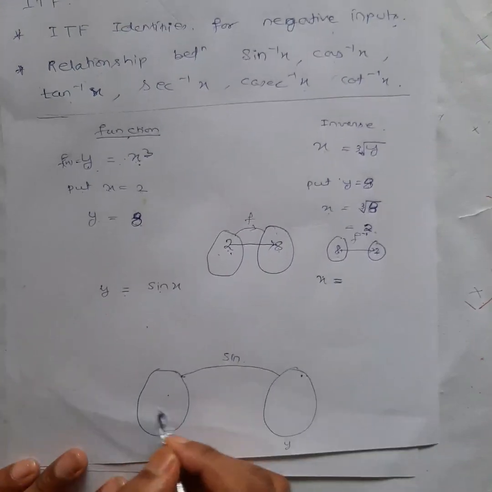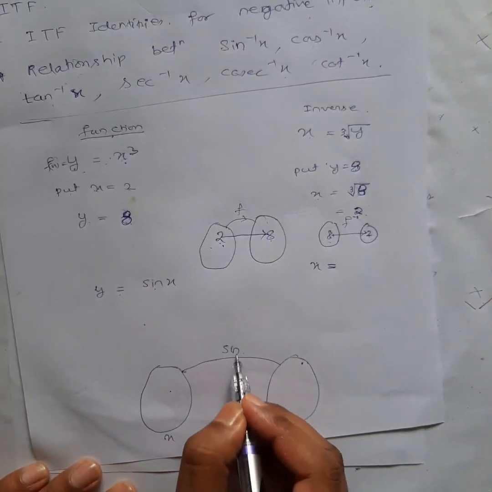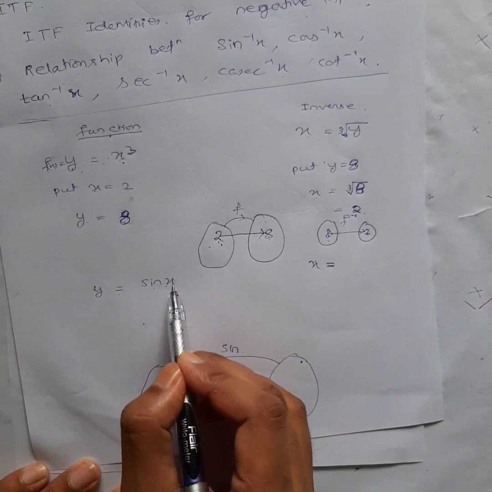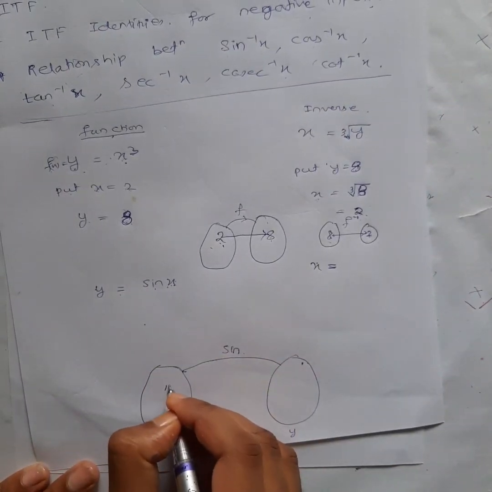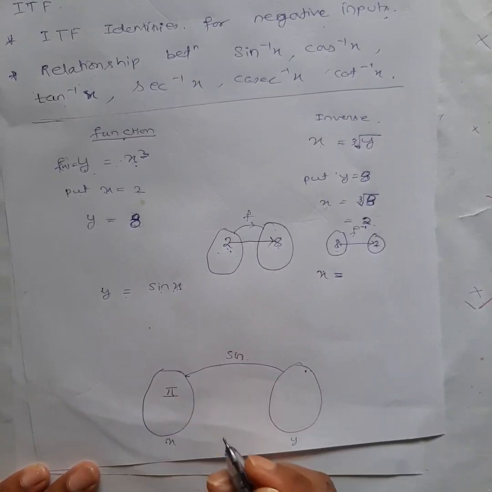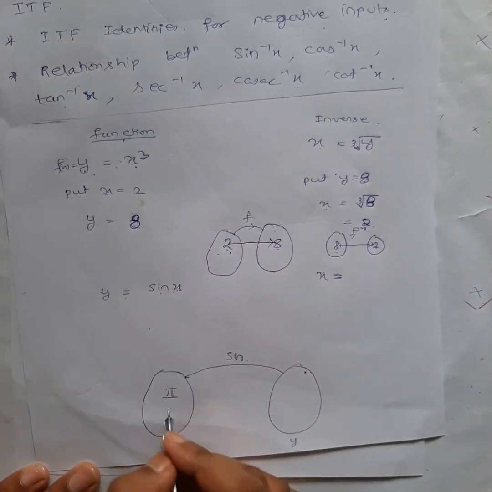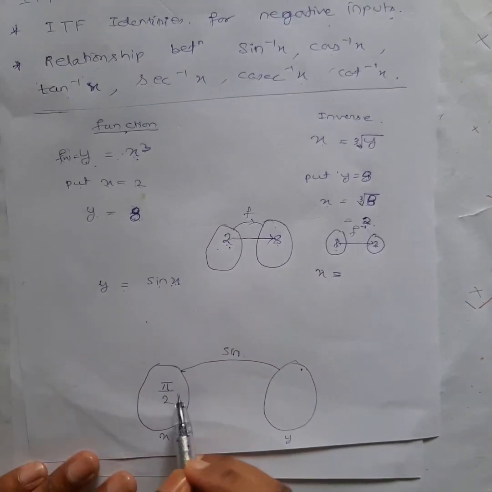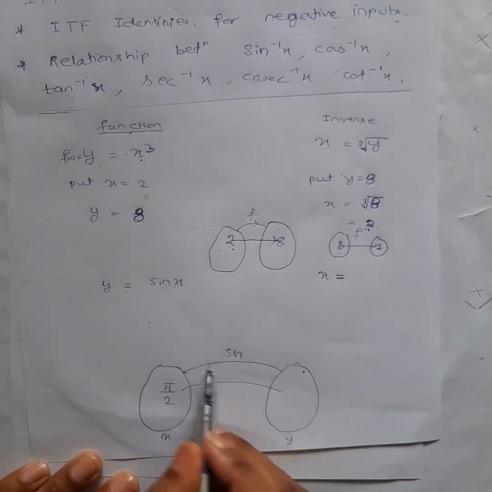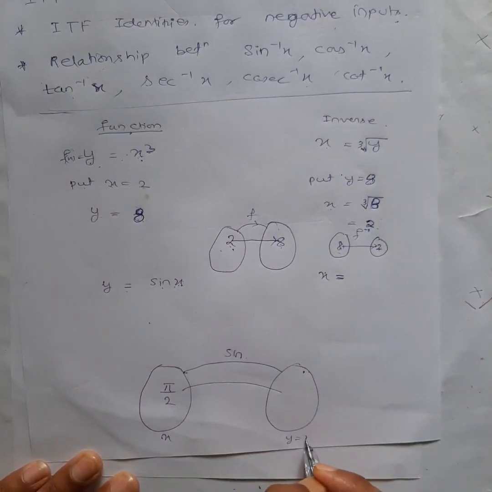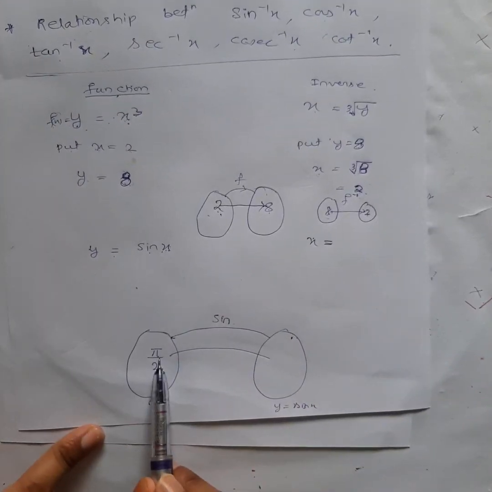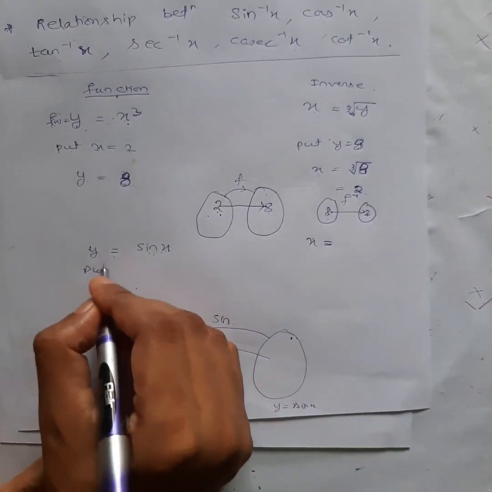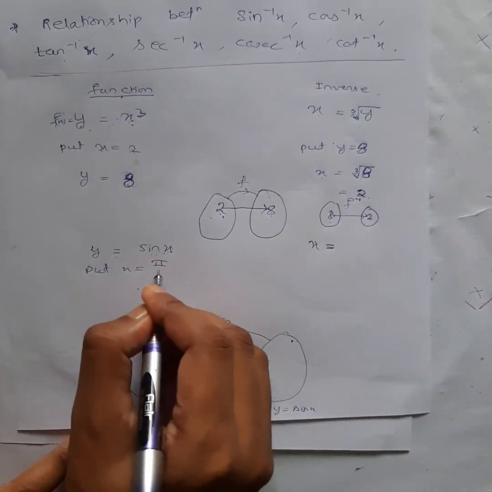Now see here, I will take one input. Now see, in case of sine, what is this one? Angle, right? Remember, this will be an angle. So if I take, suppose here, pi by 2. If I take pi by 2, what will be its image? Sine of x, right? So if your input is pi by 2, put x equal to pi by 2.